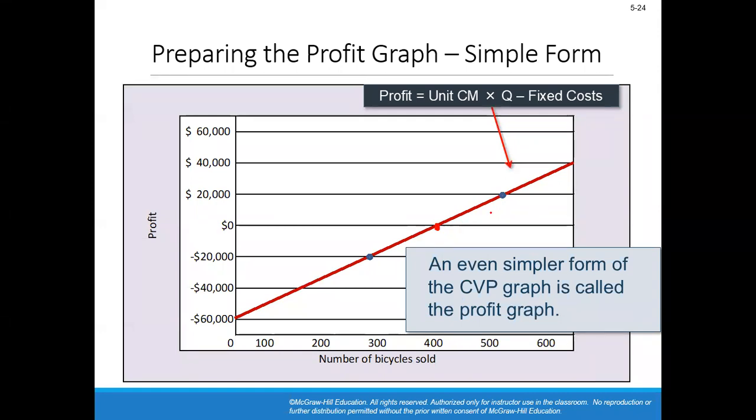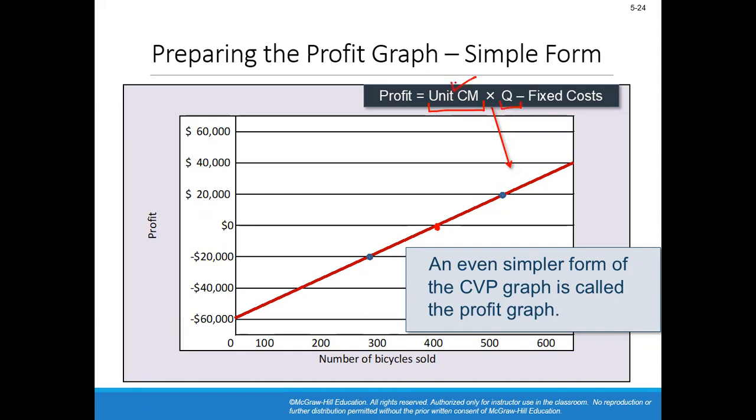But when our sales is 0 units, what would be our profit? Our profit will be negative 80,000. So how do we get the profit? By using either the total equation, or we can use the equation we have developed.